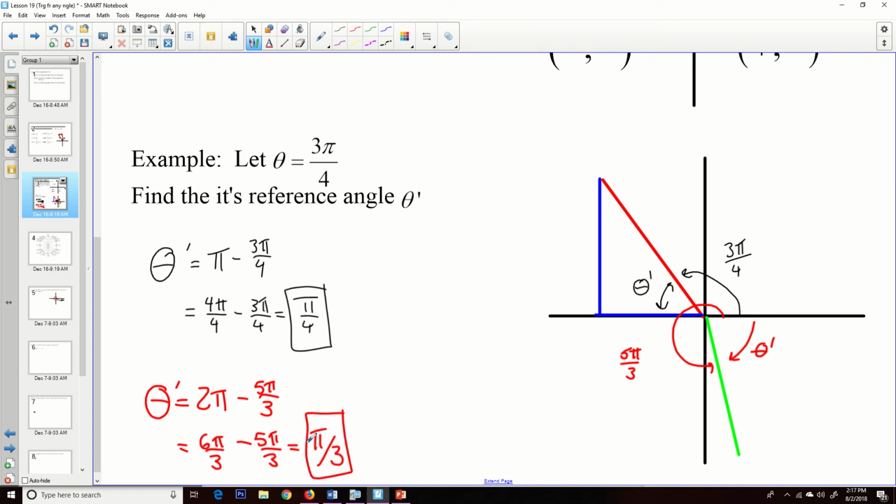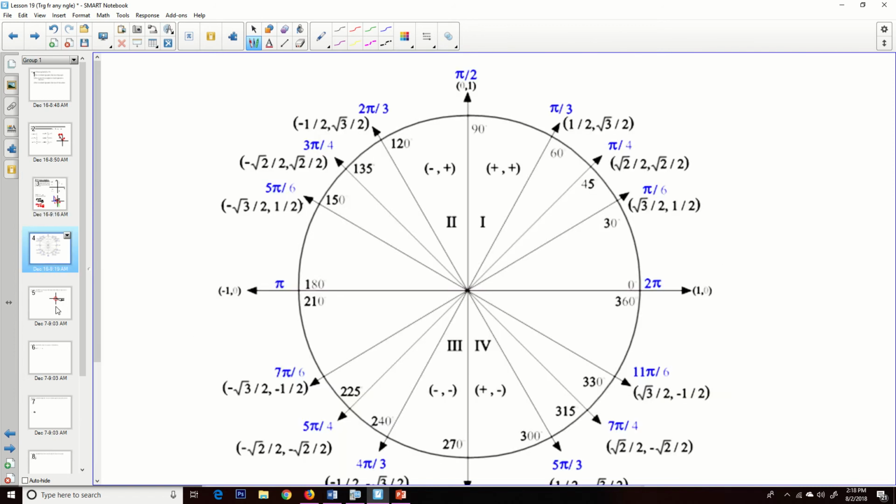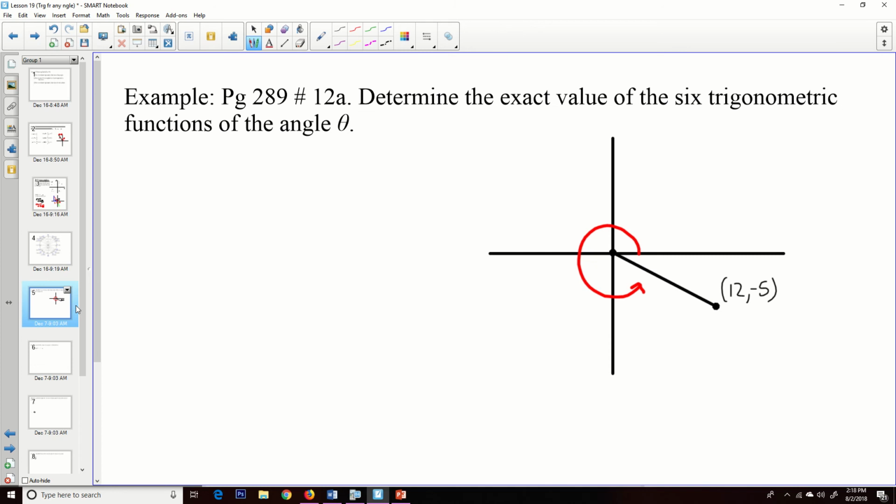That's my theta prime. And again, you're going to have to make the situation work for which quadrant your angle lies in. All right. So this slide I have as the unit circle just in case we need it, but let's get on to some other examples.